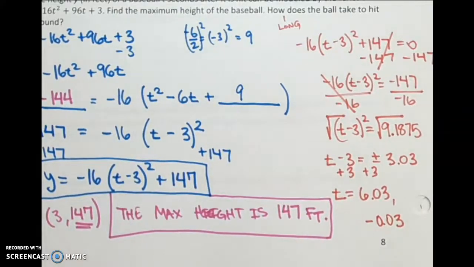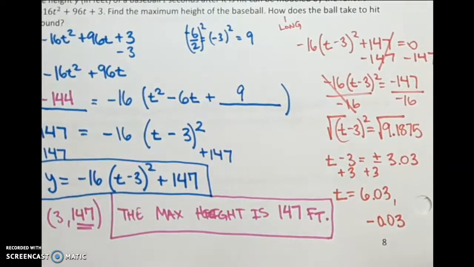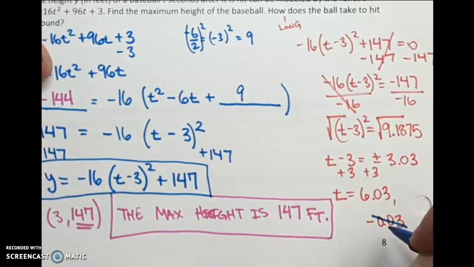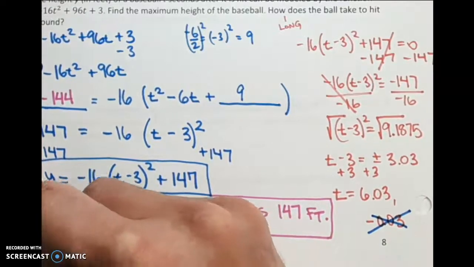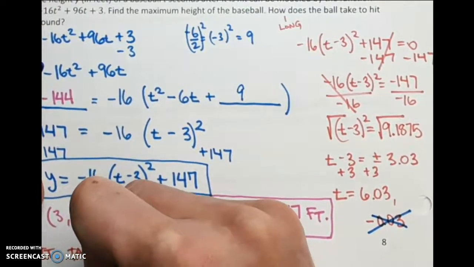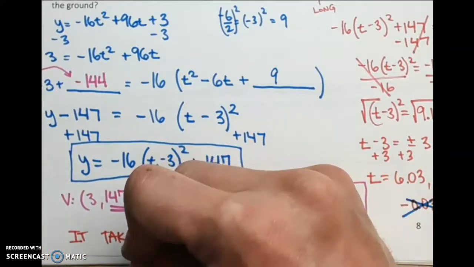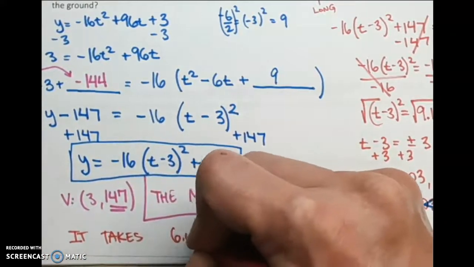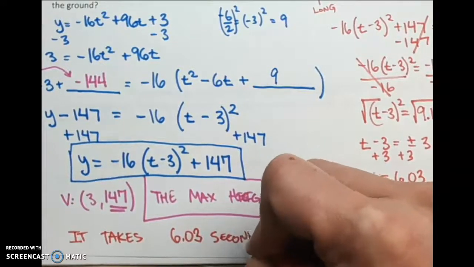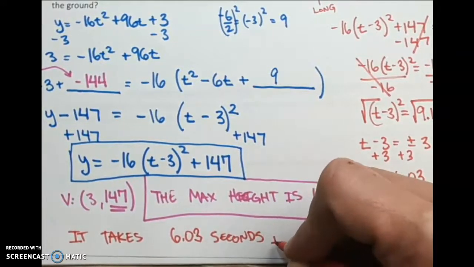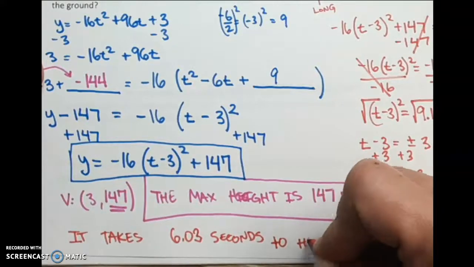Okay. How many seconds? Well, 6 seconds and negative 0.03 seconds. Wait. Do we have negative seconds? Definitely not. Therefore, my answer is this one right here. So it takes 6.03 seconds to hit the ground.